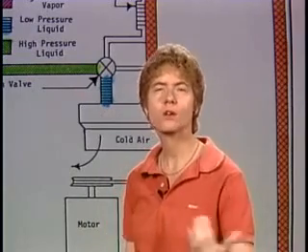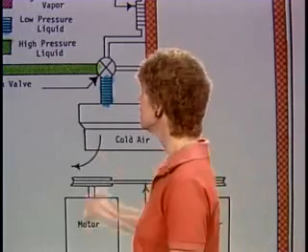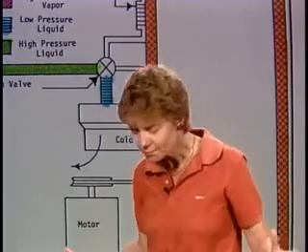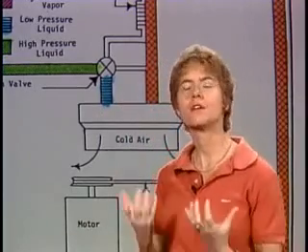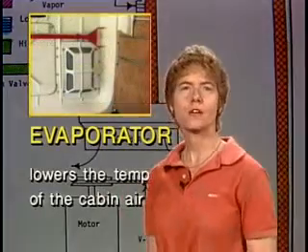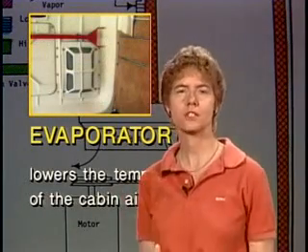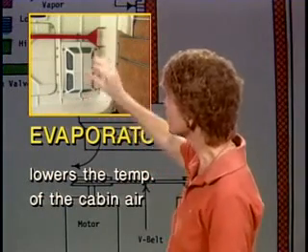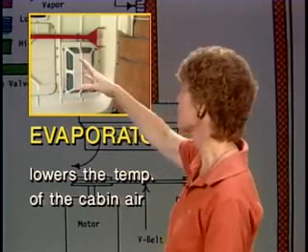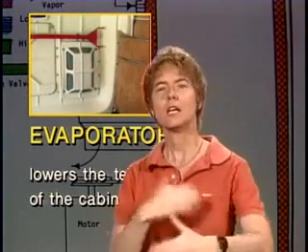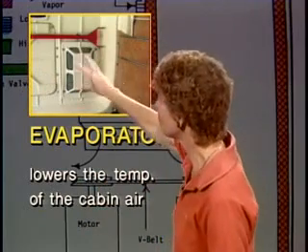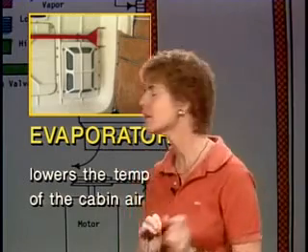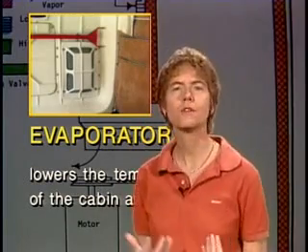Okay, after the liquid Freon, low pressure liquid Freon, leaves the expansion valve, what it goes through next is the evaporator. Now, when you look at an evaporator in an airplane, the function of the evaporator in the Freon cooling system is to lower the temperature of the cabin air, because air is blowing across that evaporator and then into the cabin, and it is cooled off by the cold liquid Freon that's moving through that evaporator. So the purpose of the evaporator is to lower the temperature of the cabin air.